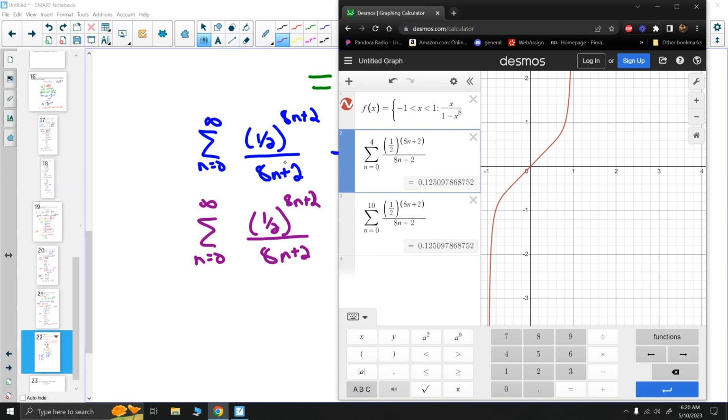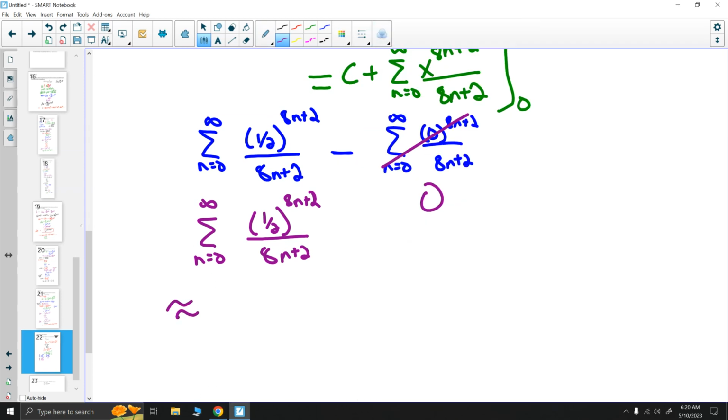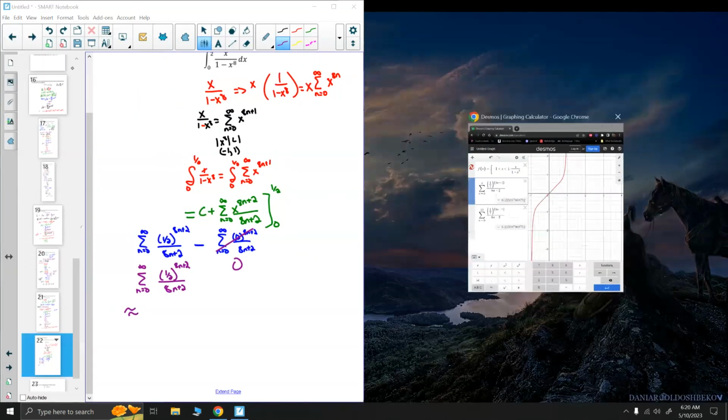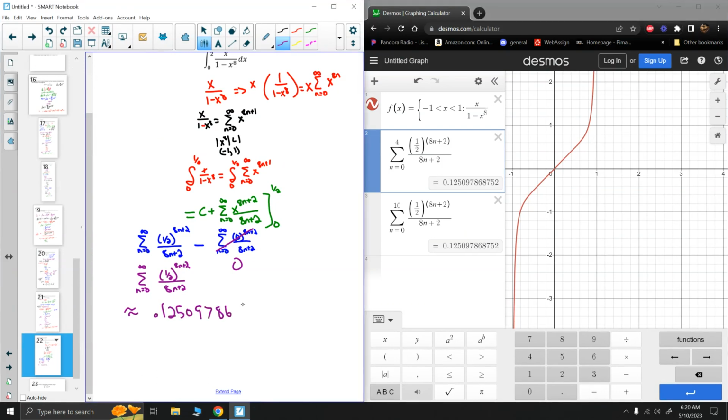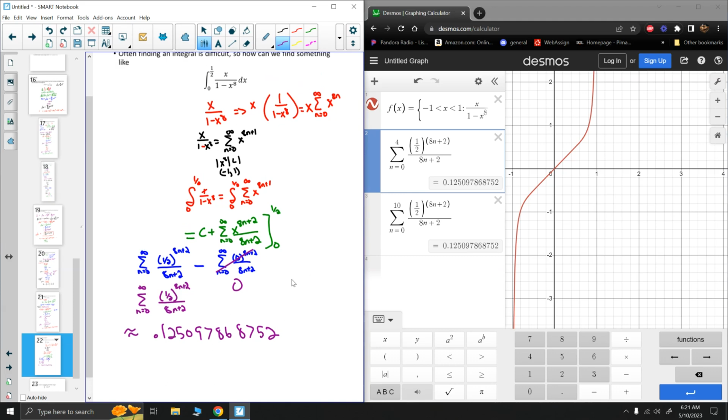So essentially, this is approximately equal to, and it's as accurate as we can get right now on our calculator, 0.1250978687752. That's as exact as we can be, and it only needed the fourth partial sum to do that. So again, that is the idea. We're combining everything that we know now. We're integrating stuff, we're approximating our sum, etc.